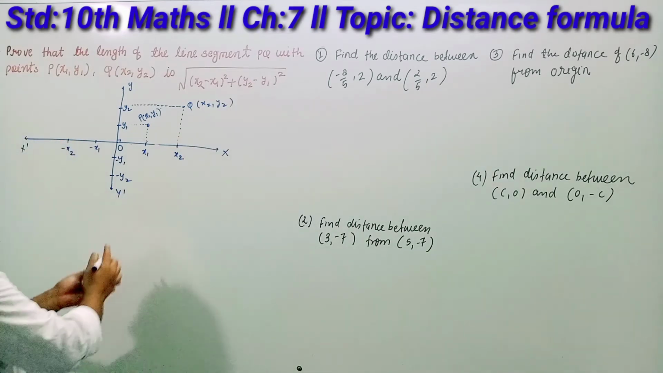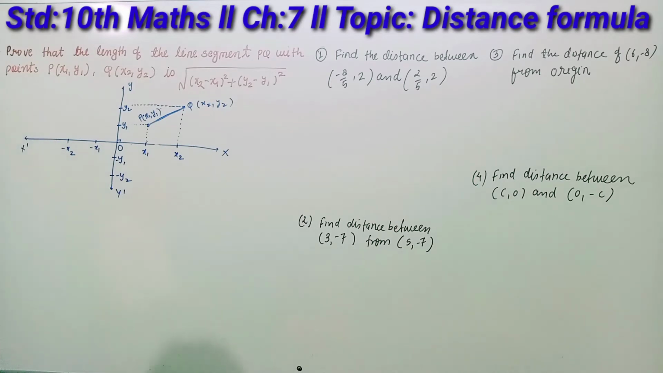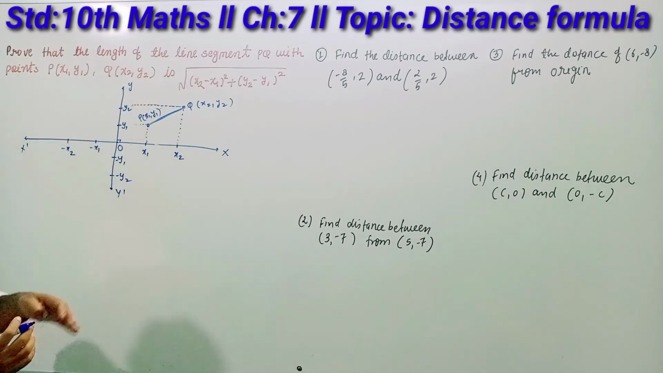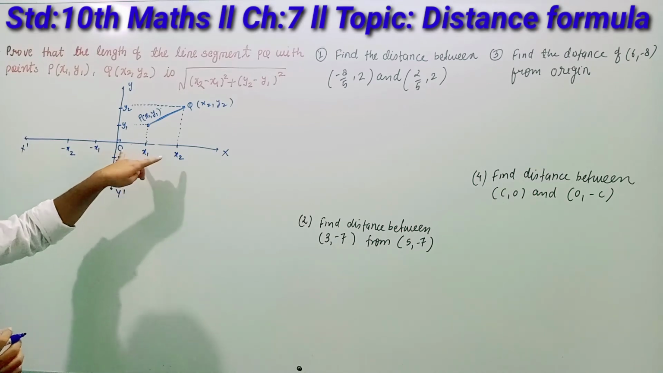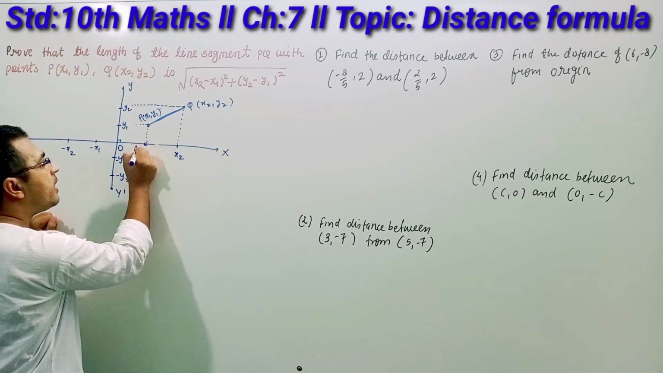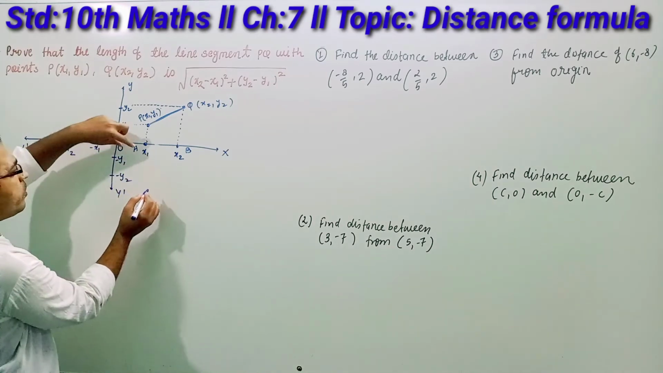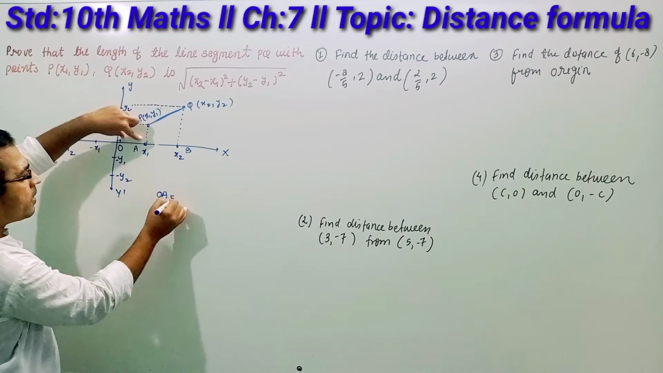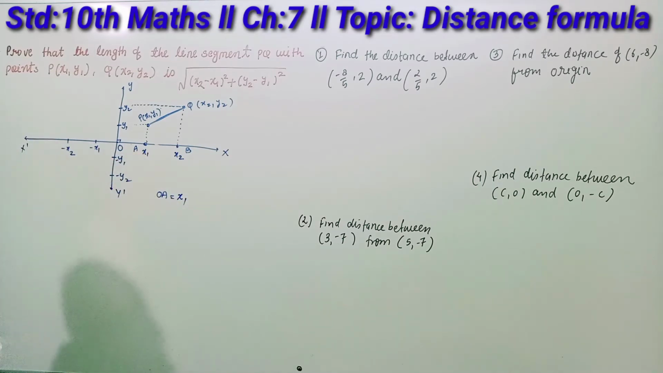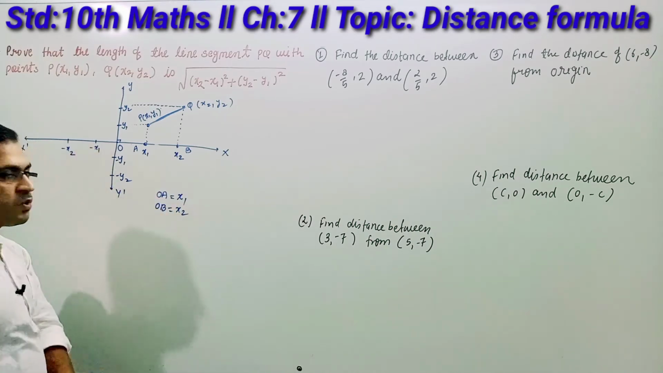We want to find out the distance between PQ. So students, how can you find the distance between PQ? First of all, writing the points on the x-axis. Suppose this is a point A and this is a point B. Here you can see that the distance OA is equal to x1, right? And the distance OB is x2, right?